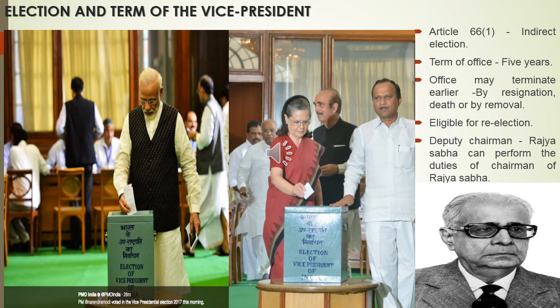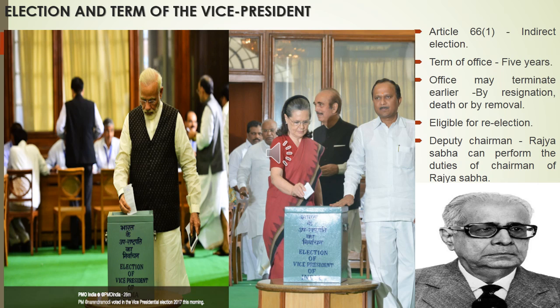If he fills the post of President, then his chairmanship in the Rajya Sabha is performed by the Deputy Chairman. He is the chairman of the Rajya Sabha. If his seat becomes vacant, either by resignation, death or removal, then the Deputy Chairman of the Rajya Sabha performs the duties of the Chairman. He is the ex officio chairman and the chief spokesperson in the Rajya Sabha. He presides over the meetings of the Rajya Sabha.